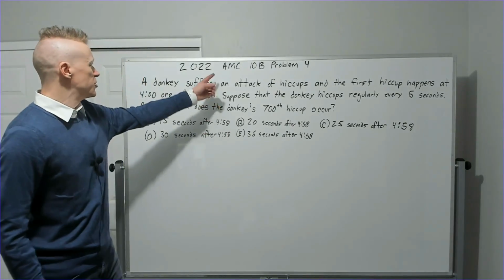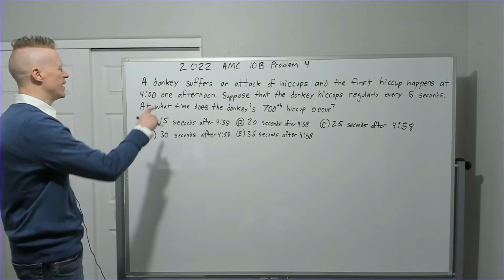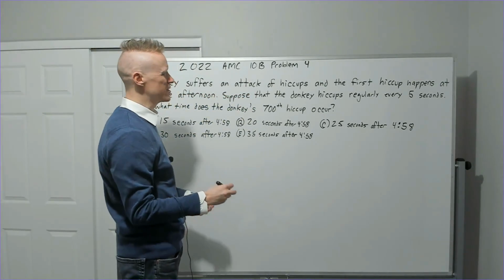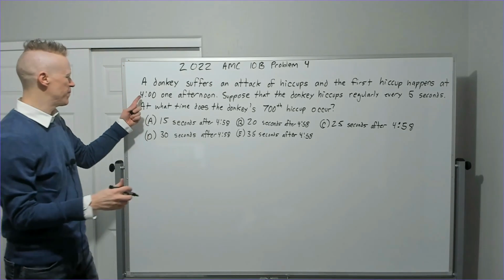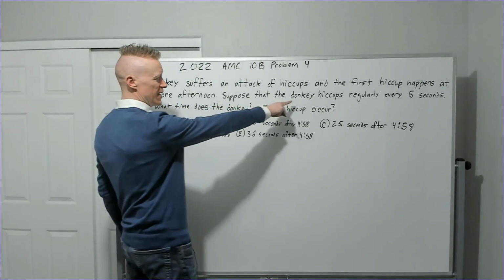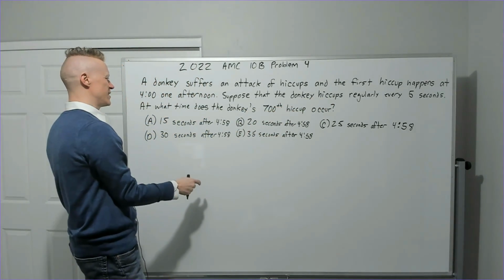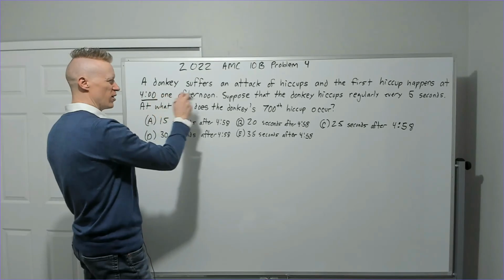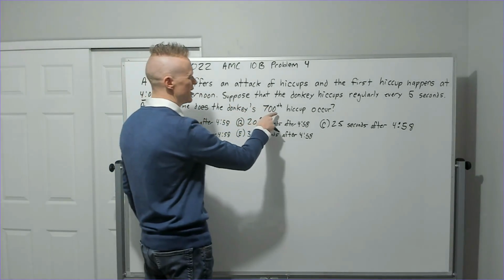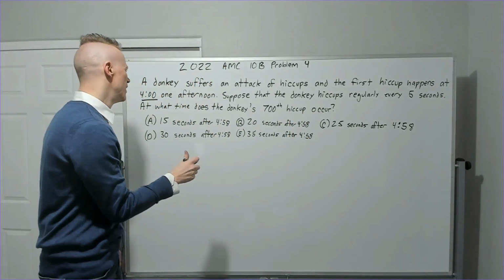And now we will do 2022 AMC 10B problem 4. A donkey suffers an attack of hiccups, and the first hiccup happens at 4 o'clock one afternoon. Suppose that the donkey hiccups regularly every 5 seconds. Okay, so it starts at 4, every 5 seconds. At what time does the donkey's 700th hiccup occur?